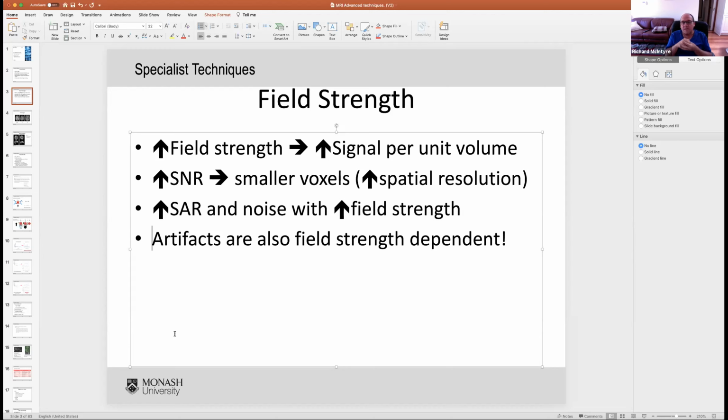We also get increased noise, but not in the same capacity. We get more signal than noise, okay? And we also get increased artifacts at high field strength. So things like flow artifacts, we're going to get them at 1.5, and we're also going to get them at 3 Tesla. So we have to be cautious of that. Okay? All right.